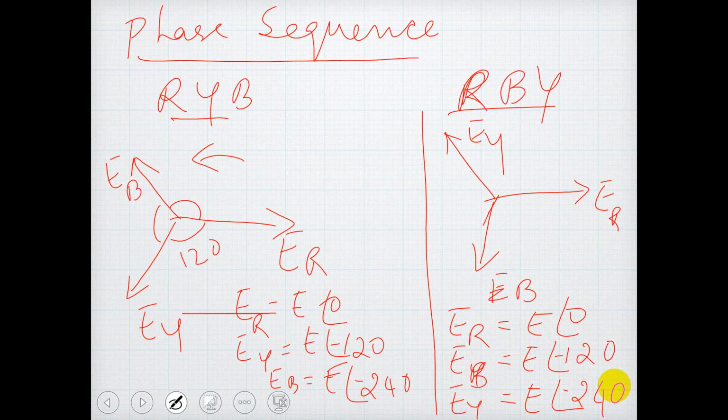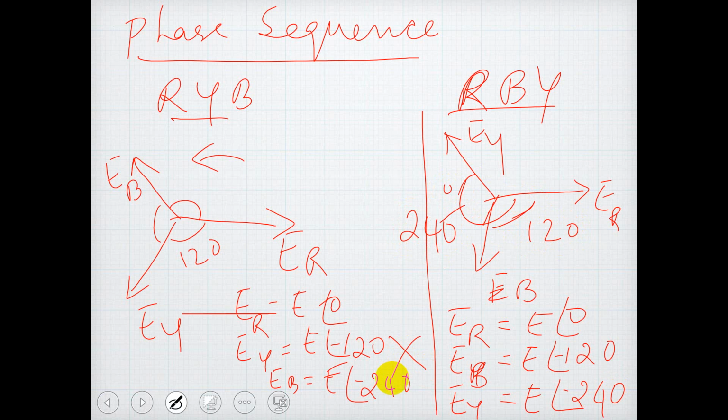So you can notice that if the phase sequence changes, the phase shift between ER and EB is 120, but the phase shift between ER and EY is 240. So that is the interchanging of these two, with respect to RBY.